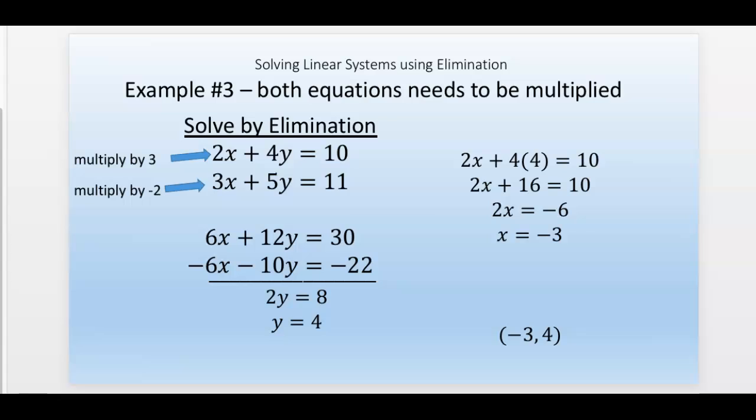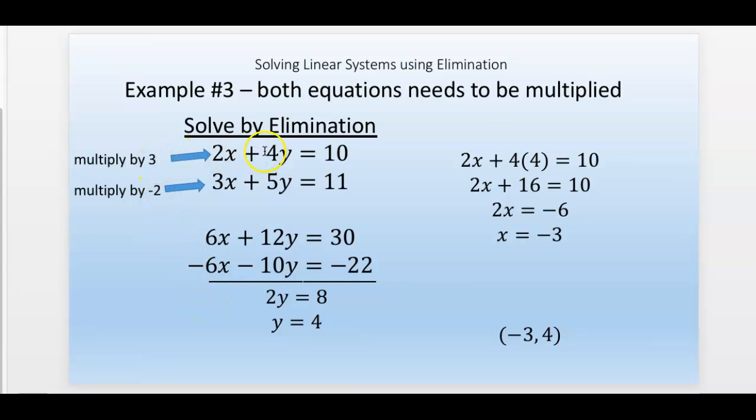Okay, one more example. It's when both equations need to be multiplied in order to get an additive inverse, so we can eliminate one of the variables. In this case, if I multiply the top equation by 3, and the bottom equation times negative 2, I end up with 6x and negative 6x. And that's what we want. We want some additive inverse to eliminate one of the variables.